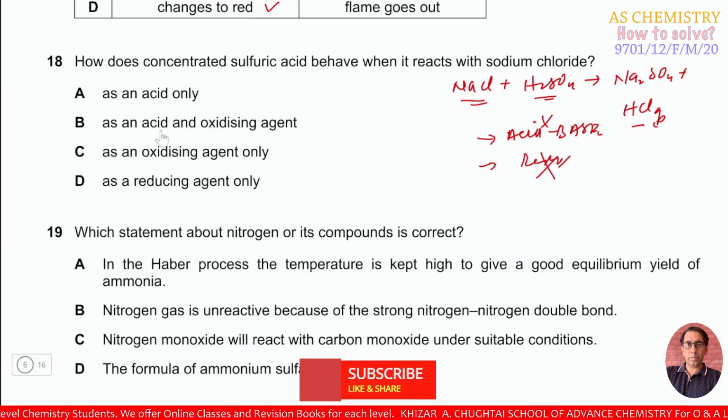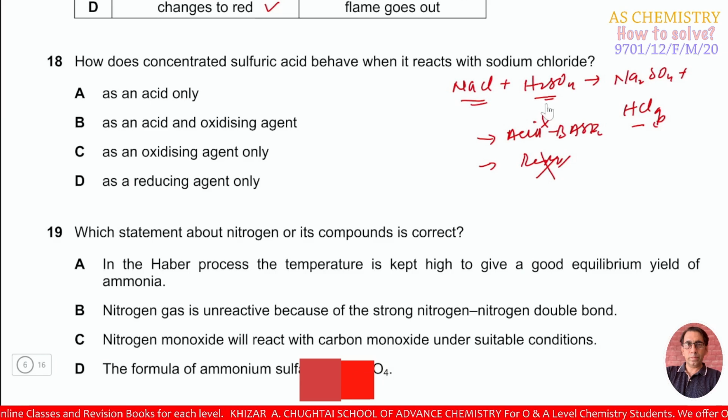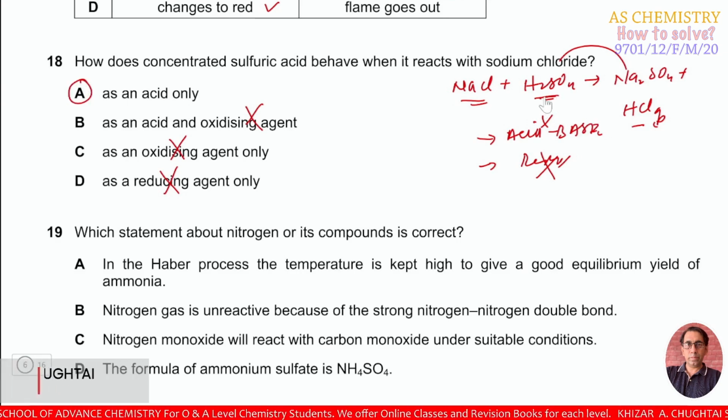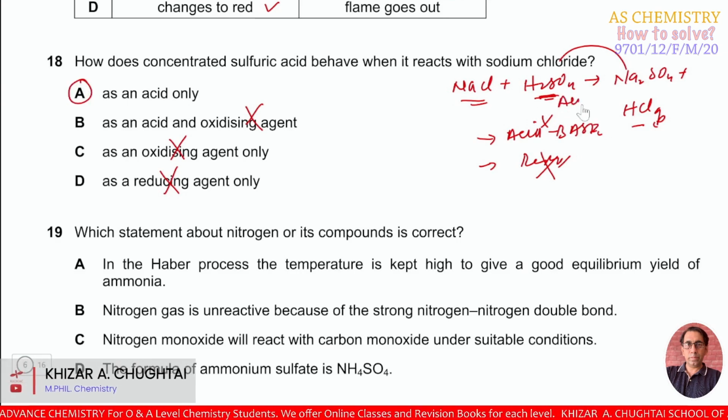So, not a redox. The sulfuric acid is behaving as an acid. Yes, it is true that it is going to make a salt, and it is an oxidizing agent, but there is no oxidation or reduction here. So it is confirmed that A is the correct option. In this case, the sulfuric acid is acting as an acid, and the NaCl is acting as a base. So this is an acid-base reaction.